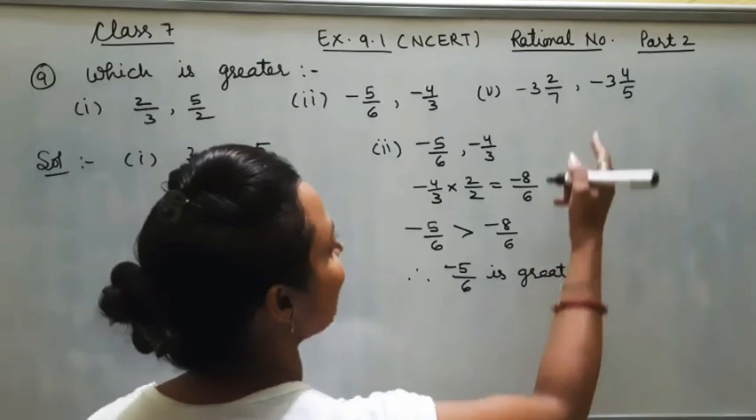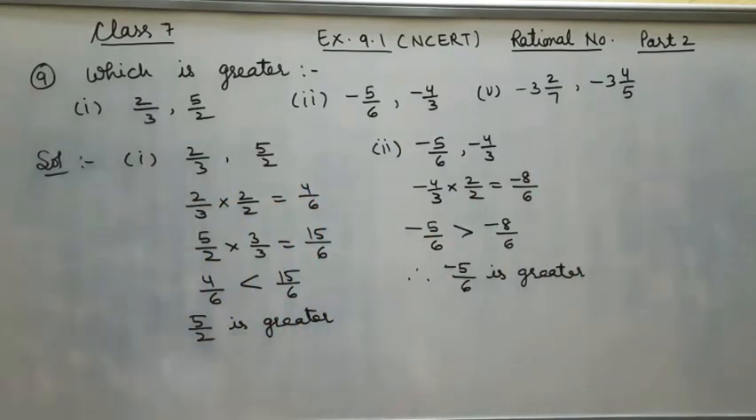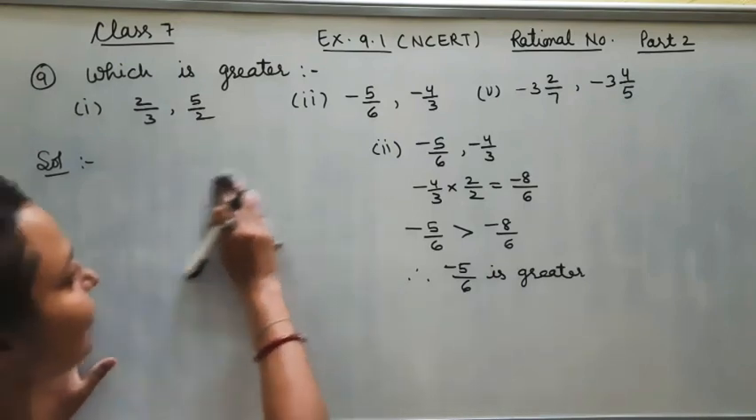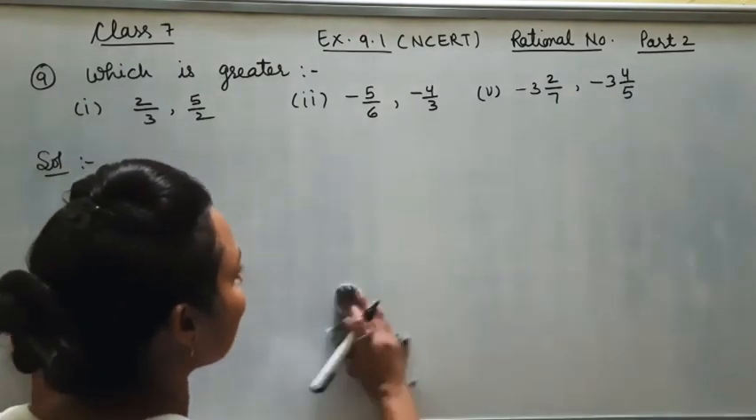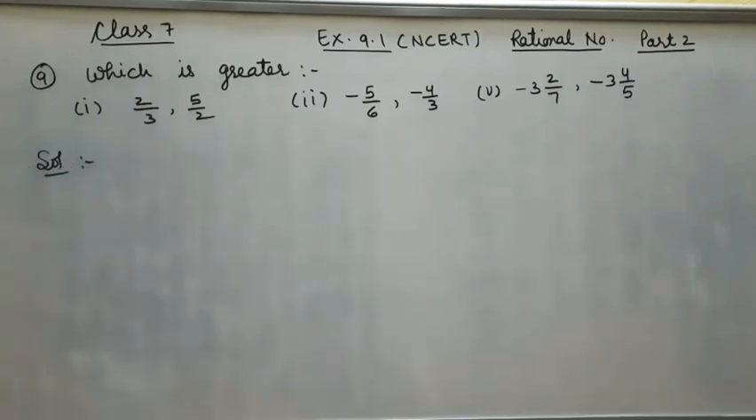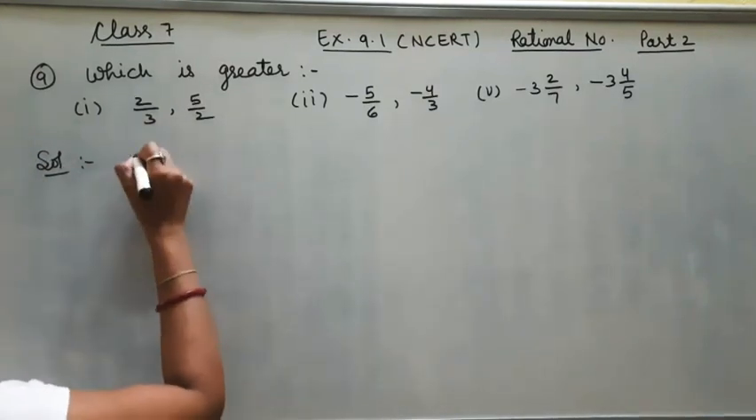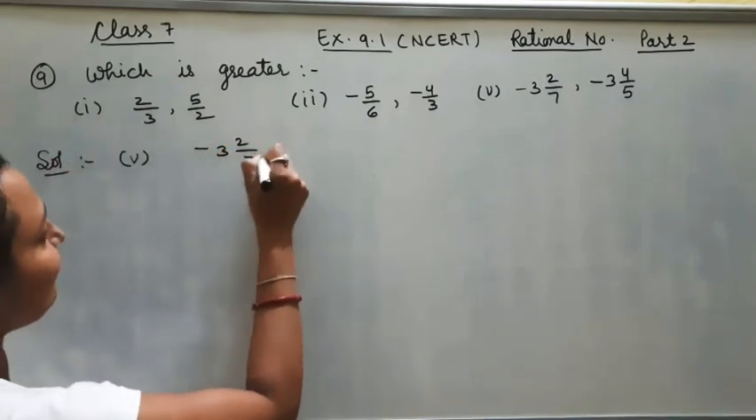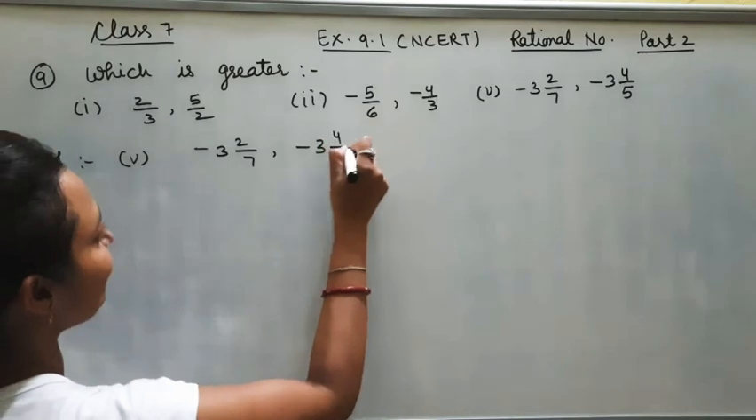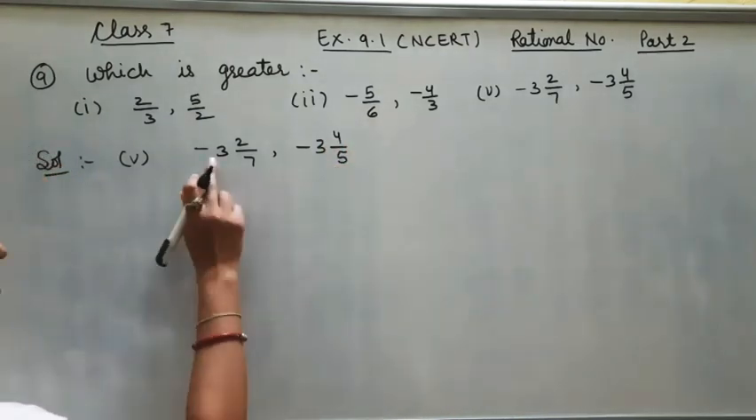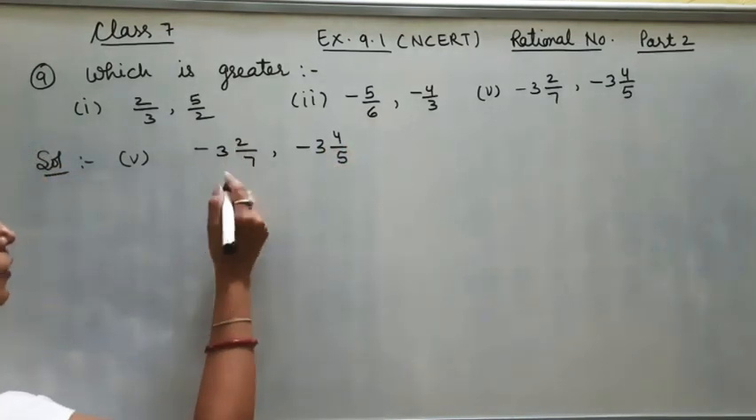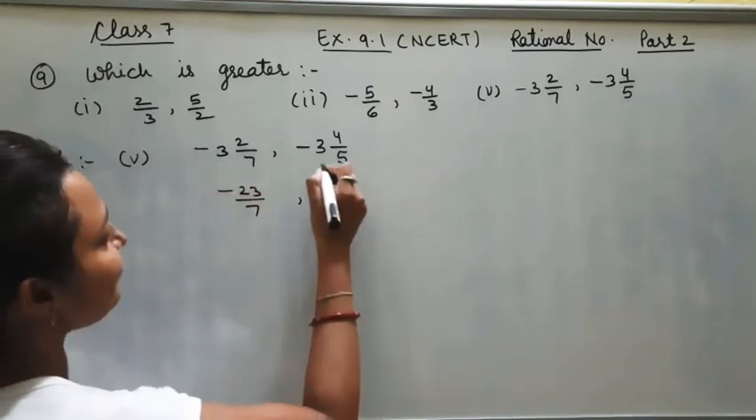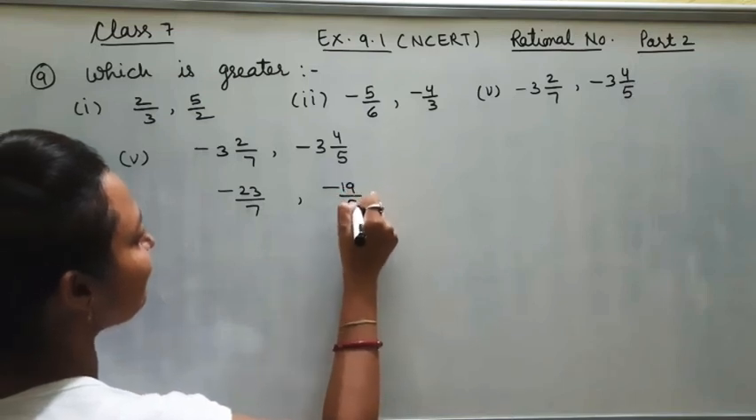Now the last part, that is this part. I will compare by taking mixed fractions. First of all, you have to convert them. It is the fifth part of the ninth question: minus 3 2 by 7 and minus 3 4 by 5. Write them as proper fractions. 7 3s are 21, plus 2 is 23, so minus 23 by 7, and minus 19 by 5.